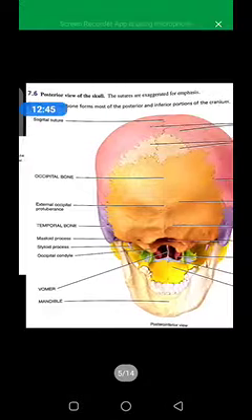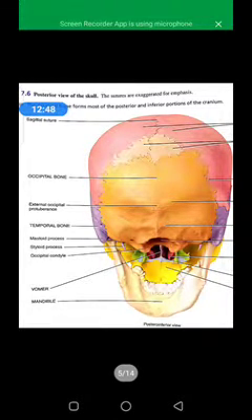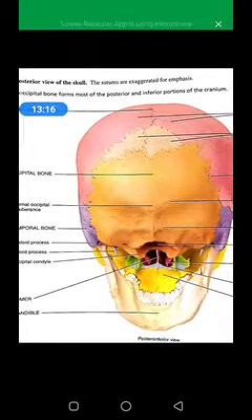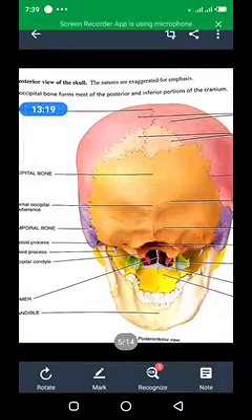You can see the sagittal suture between the two parietal bones. Then there are sutural bones connecting the parietal bones and the occipital bone and forming the lambdoid suture. Now there is the external occipital protuberance.